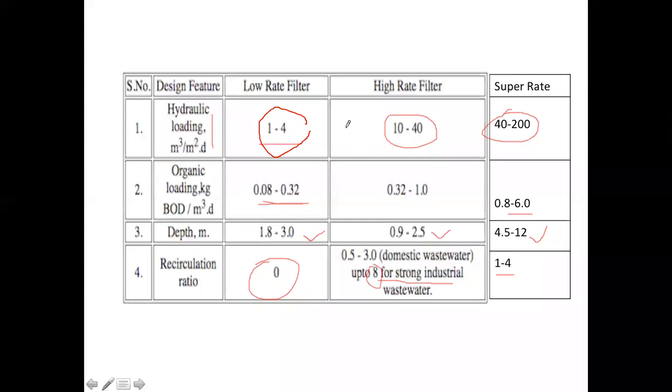Ravi is asking, sir, why is the depth less in high rate?